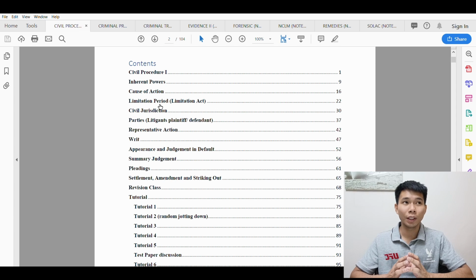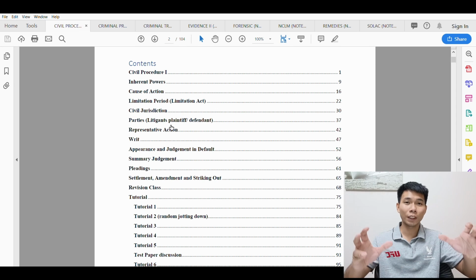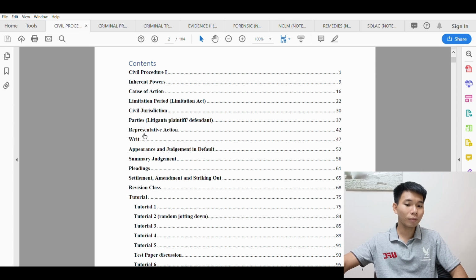If the person who breached the agreement is a foreigner, does our court have local jurisdiction against them? And something like that. We have parties, represented action, where you represent a large class of people with the same interests, with the same grievances, and with the same damages.